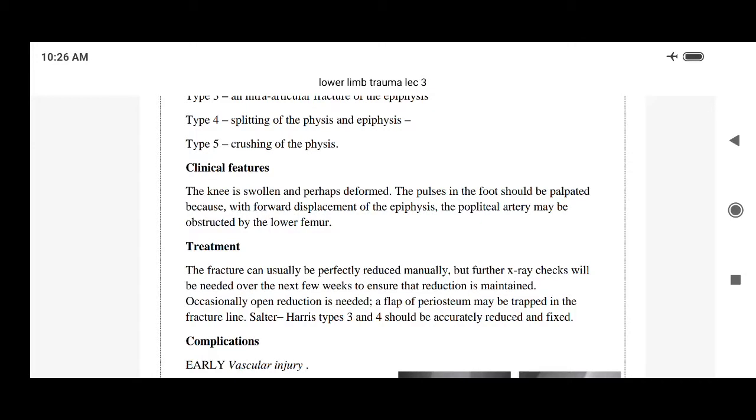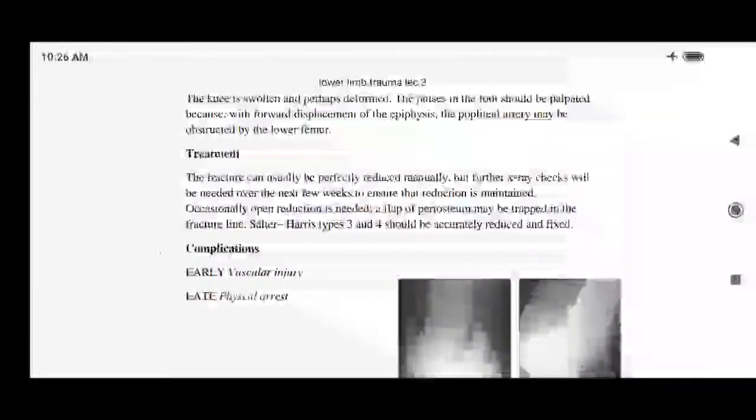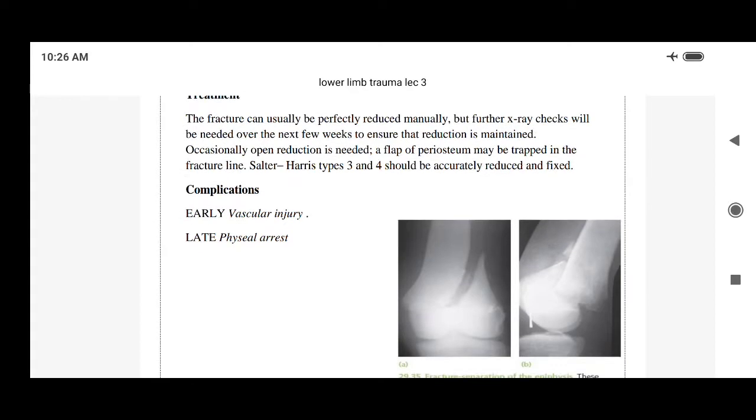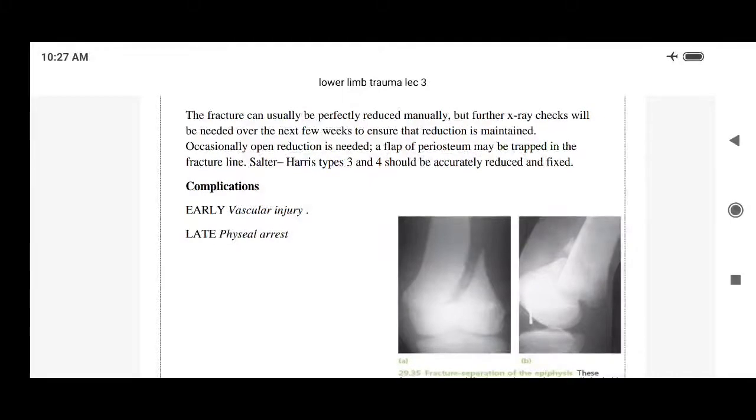Clinically, the knee is swollen and perhaps deformed, and the pulses of the foot should be checked. Treatment: the fracture can usually be perfectly reduced in closed fashion, and a further X-ray should be checked to assess if there is any further displacement after 1 week. Occasionally open reduction is needed because a flap of periosteum is tethered in the fracture site, which prevents the reduction. Salter-Harris types 3 and 4 should be accurately reduced by open reduction and smooth K-wire fixation.